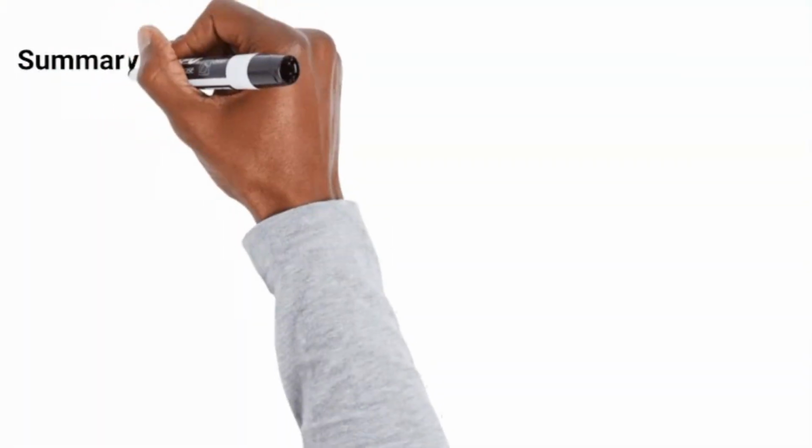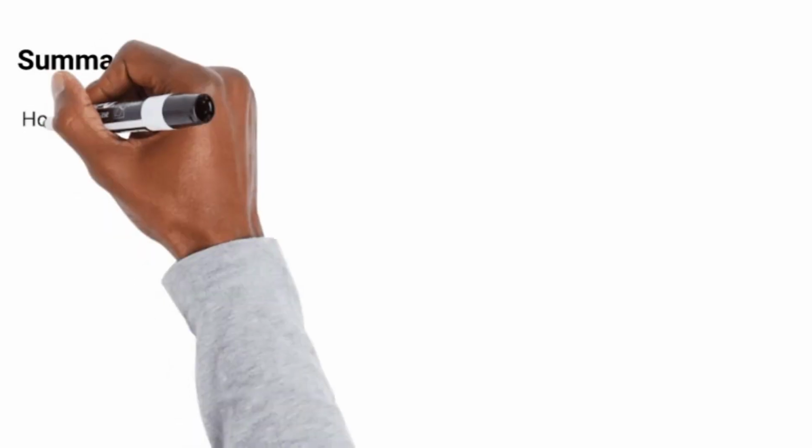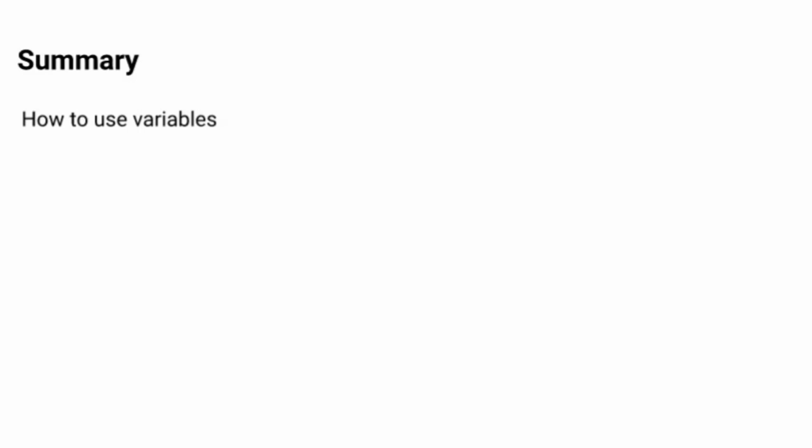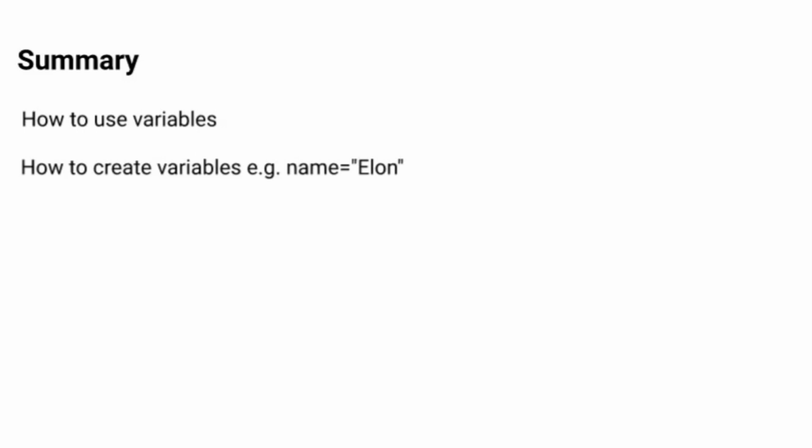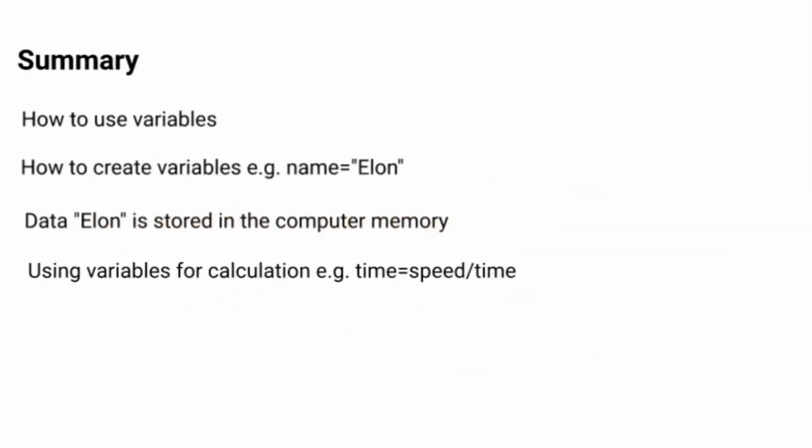So just a quick recap. In the last few videos, I taught you guys how to use variables. I explained what variables are. I used different kinds of things to explain what variables are, and I showed you guys how to create variables and how to use variables to store data, and also how to use variables to do calculations. I remember using variables to calculate the time it would take a rocket to reach Mars from Earth. So that is really cool stuff.